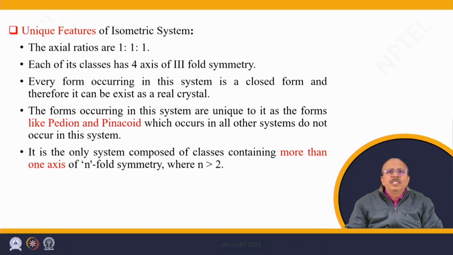Every form occurring in this system is a closed form, and therefore it can exist as a real crystal. The forms occurring in this system are unique to it, as forms like pedion and pinacoid, which occur in all other systems, do not occur in this system. It is the only system composed of classes containing more than 1 axis of n-fold symmetry, where n is greater than 2.